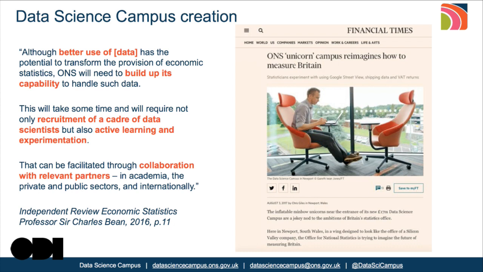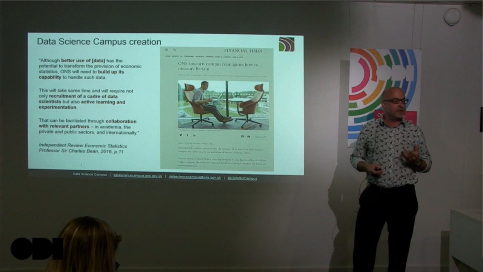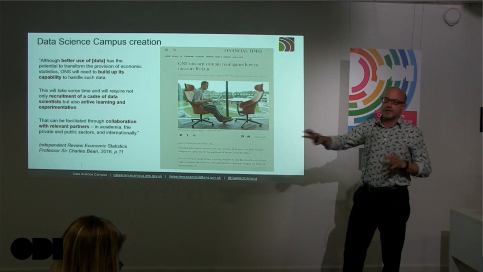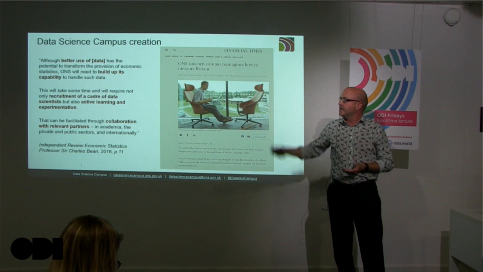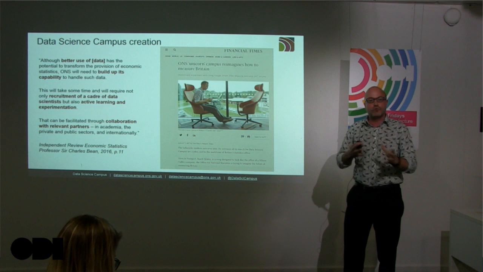You need to step up in the ways that we can use real-time data, something around the digital world, digital economy, sorts of data sources that lots of businesses and so on are using. So we need to up our game there. And the Charlie Bean review talked about better use of data, absolutely clear, but also ONS building capability and capacity, recruiting and building data science functionality and capability, drawing on what was already there, and working in collaboration with partners.